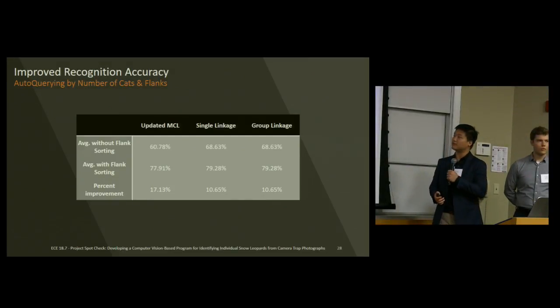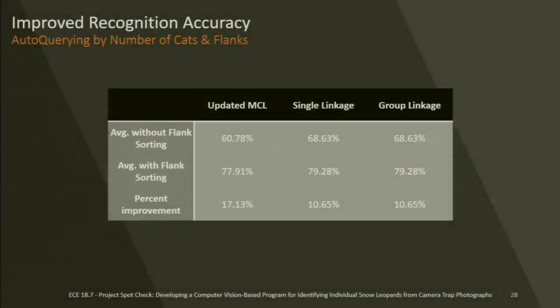So as you can see here from this table, across different clustering algorithms, when we run Hotspotter with images classified by flank, it's going to increase the recognition accuracy on average by 10%.